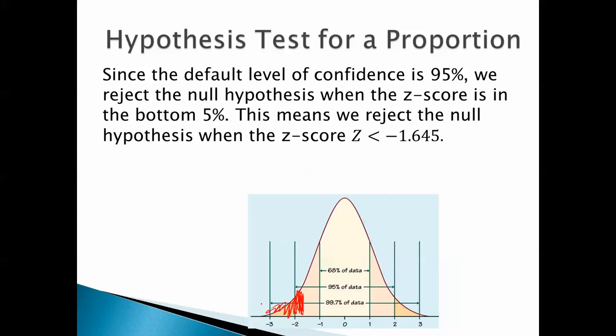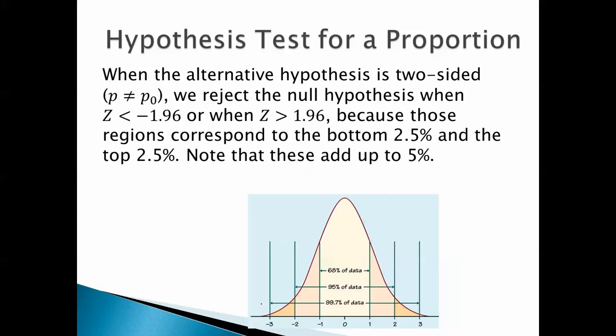Z is less than negative 1.645. When the alternative hypothesis is two-sided, recall that we reject the null hypothesis when z is less than negative 1.96, or z is greater than 1.96, because those regions correspond to the bottom 2.5% or the top 2.5%, and those add up to 5%. So we're looking for a 5% rejection region.